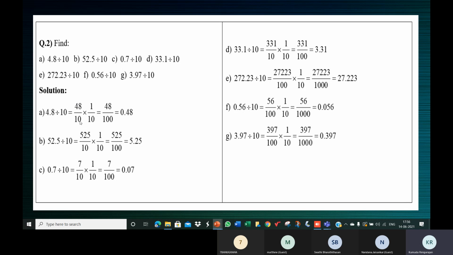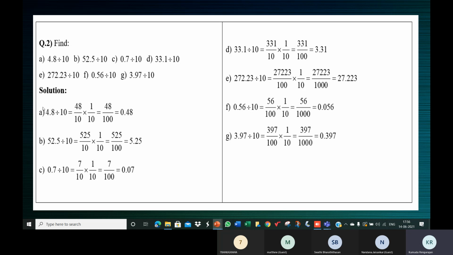So 4.8 is 48 by 10. Division becomes multiplication. 10 by 1 is written as its reciprocal, 1 by 10. Next, multiply the numerators, multiply the denominators. The denominator is 100. I know I can simplify 48 and 100 using the tables of 4, but I don't want to simplify because I have the denominator 100. I don't want to disturb it. Straight away, 48 by 100 is 0.48. Even if you simplify, children, you will get a fraction. You have to divide until you get remainder 0 and the quotient will be 0.48. You will get the same answer, but it will take a little longer.